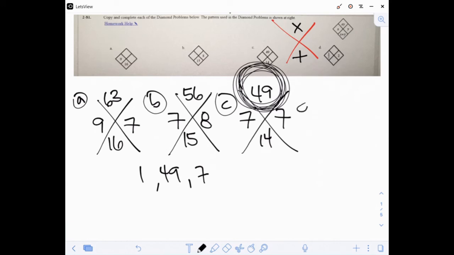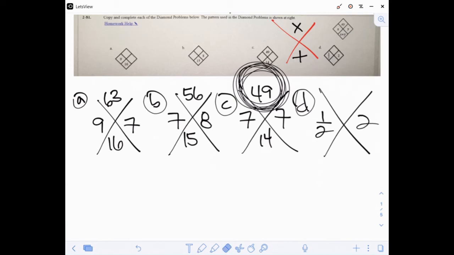And then finally, D, they gave us 1/2, so they threw in a fraction. Don't let that trip you up. Give a fraction, no big deal. Same thing. We work on the bottom first. Let's do this addition. We want 2 plus 1/2. Well, that's just 2.5, so that's no sweat. 2.5. Then we just need to figure out the top part.